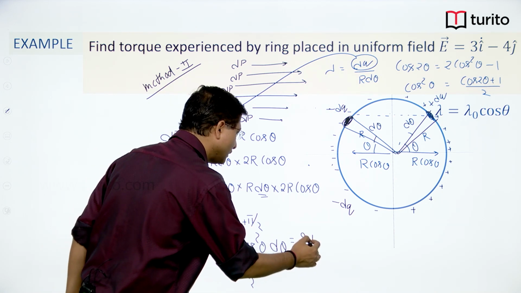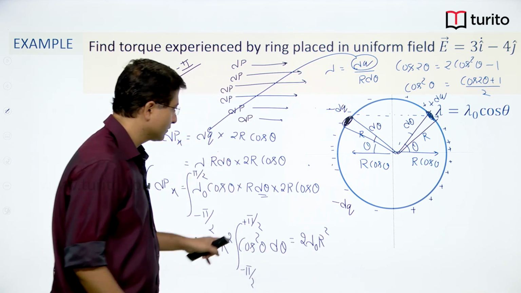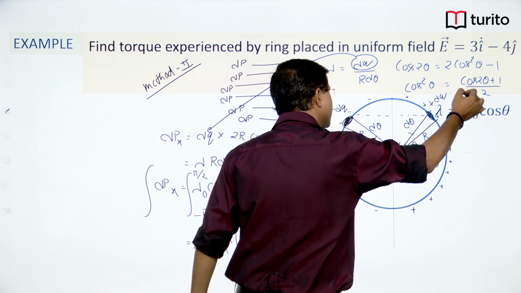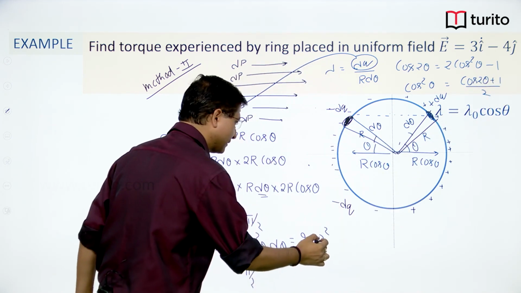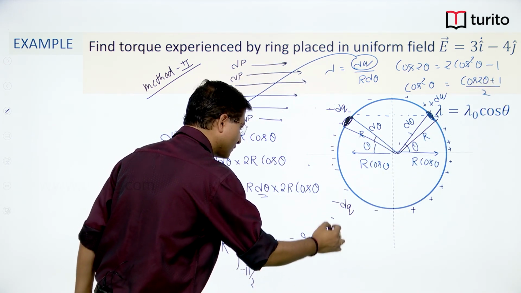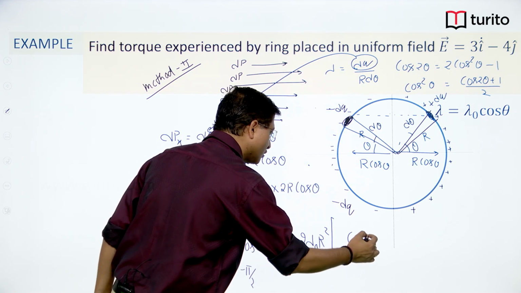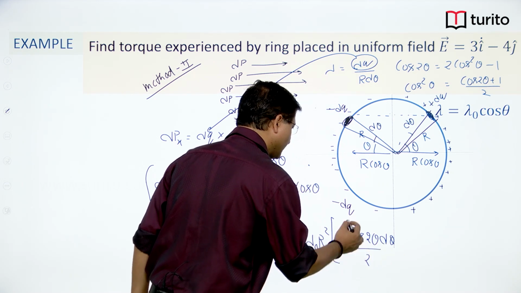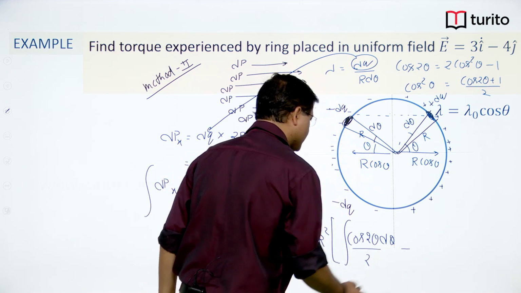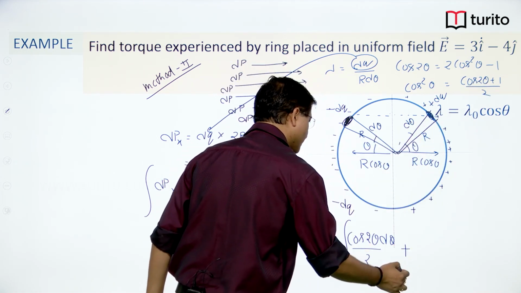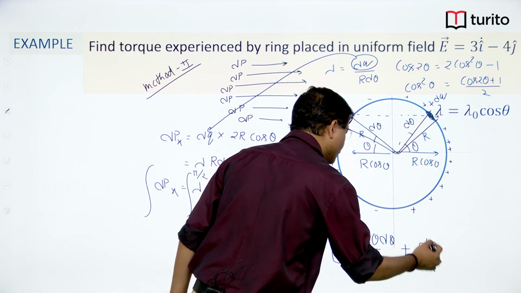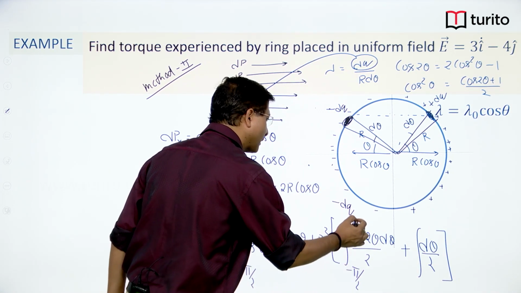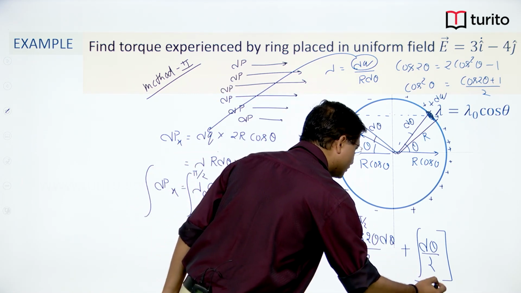So look at this one, 2 lambda naught r square cos square theta, I will substitute that here. So there are two parts, cos 2 theta by 2 and 1 by 2, separately I will write, right, I am directly writing it. So cos 2 theta d theta by 2 integration, plus d theta by 2 integration, limit minus pi by 2 to plus pi by 2.